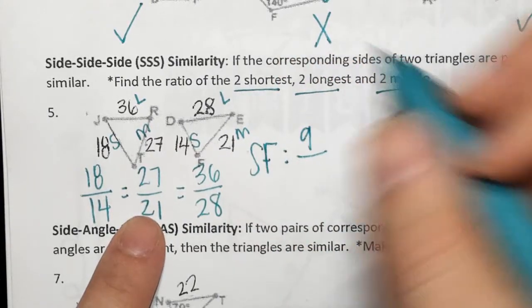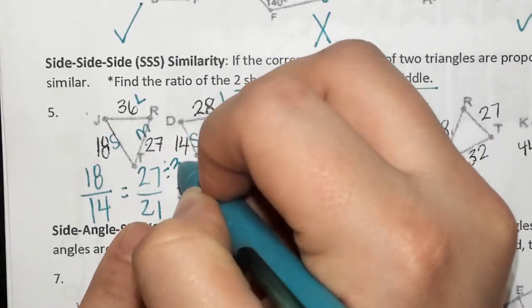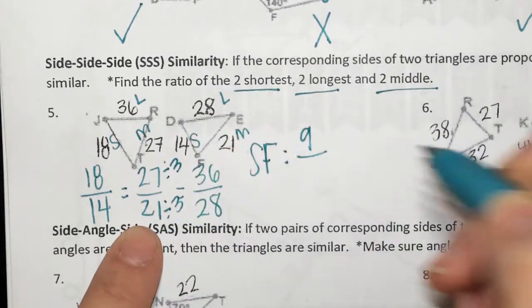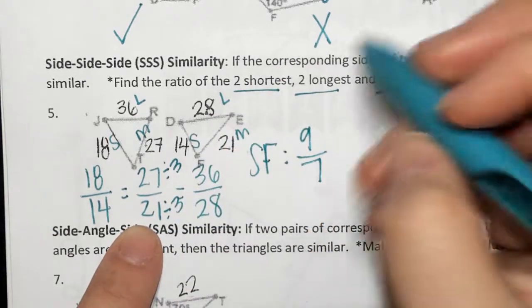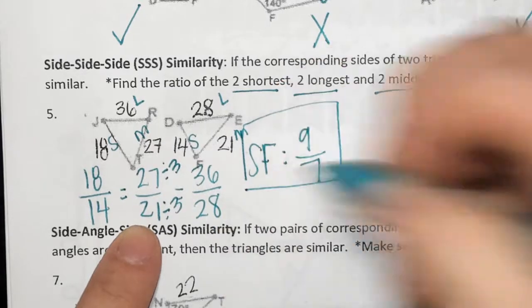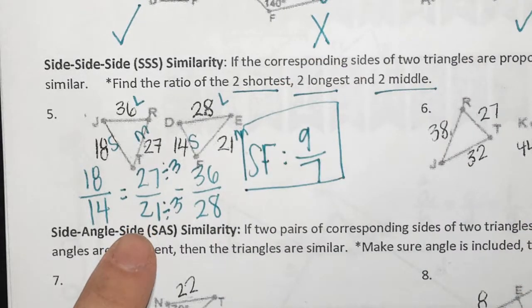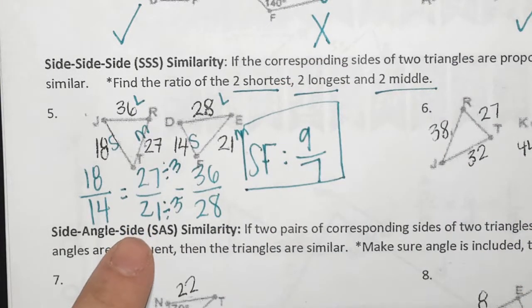9. 27 divided by 3 is 9. 21 divided by 3 is 7. So the scale factor is 9/7. Okay, you try number 6.